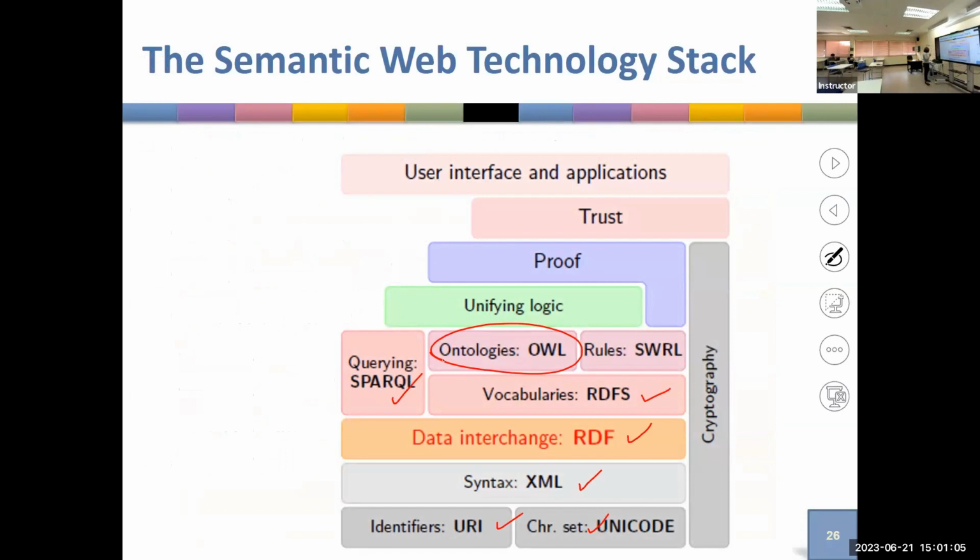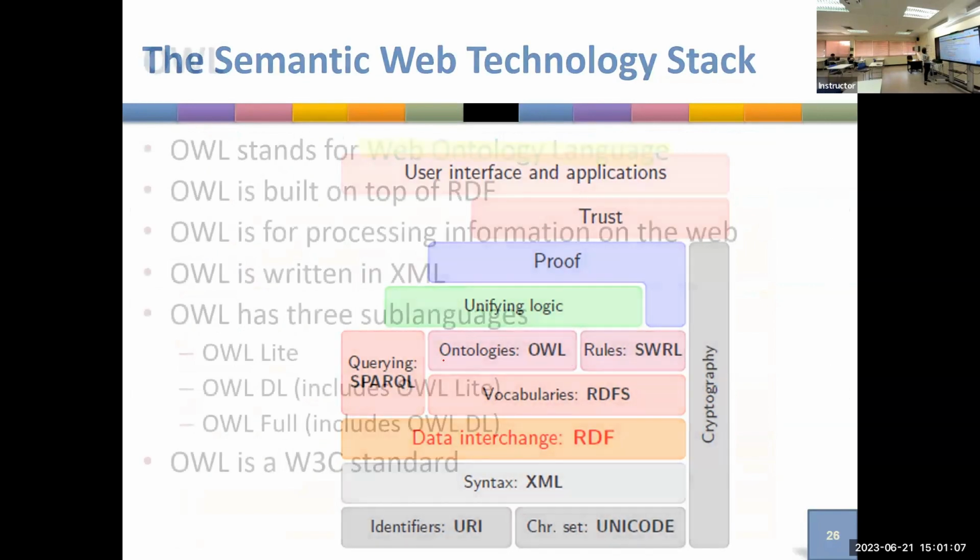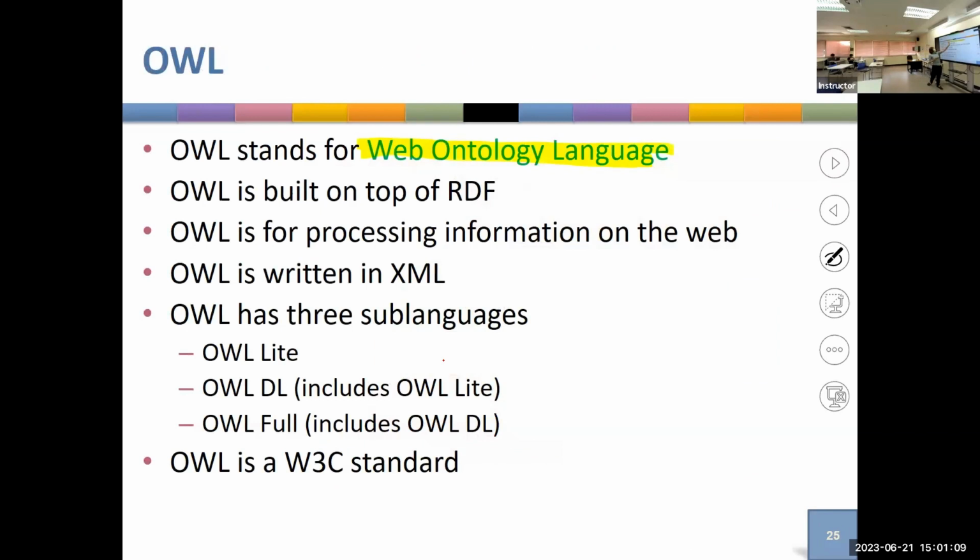So this is OWL, and it stands for Web Ontology Language, built on top of RDF. That means it has RDF as a foundation. So it builds on the knowledge, structure, and formalism defined by RDF, meaning that the concept of subject, predicate, object is still there in ontology, in OWL.